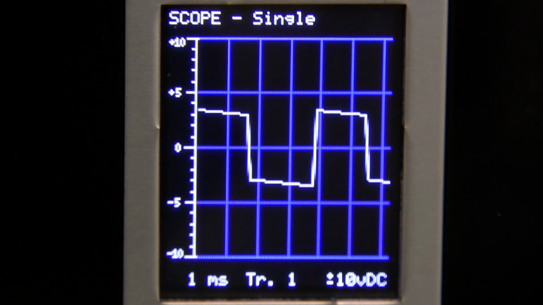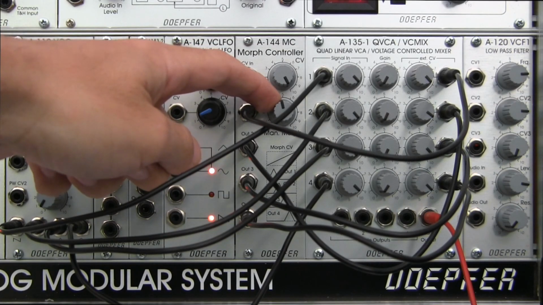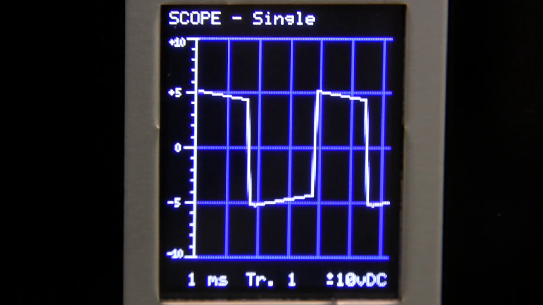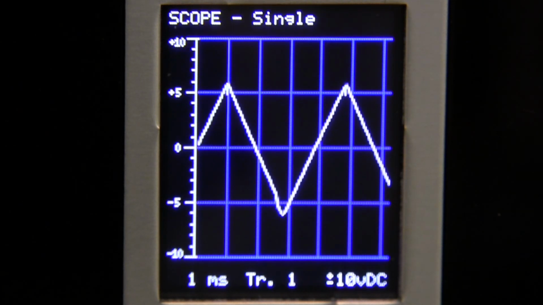And if you look at the oscilloscope, you can also see that the waveform is kind of moving towards our pulse wave. And right about there, I'm just doing it by sight, is our pulse wave. Now if I keep going, you can see our pulse wave is now sort of changing into our triangle wave. There's our triangle wave, approximately.